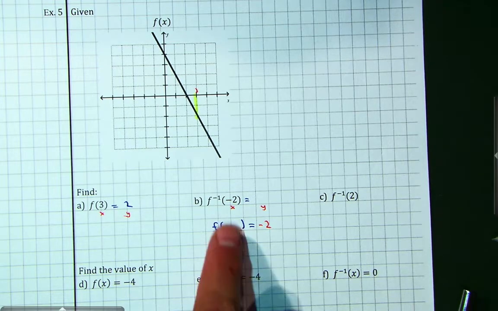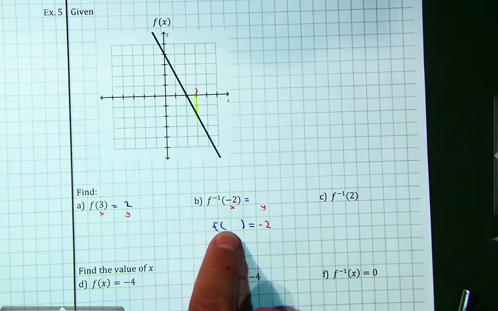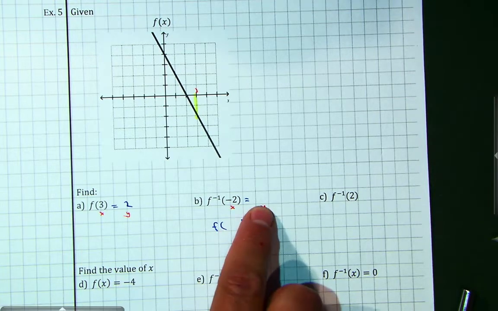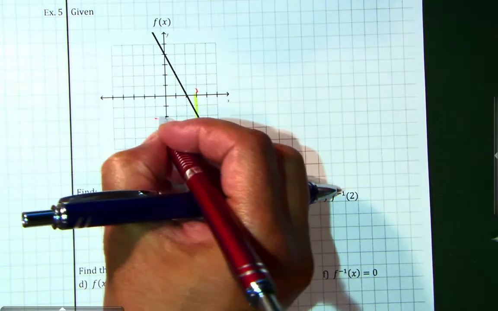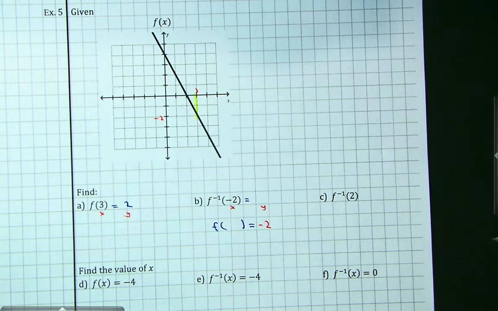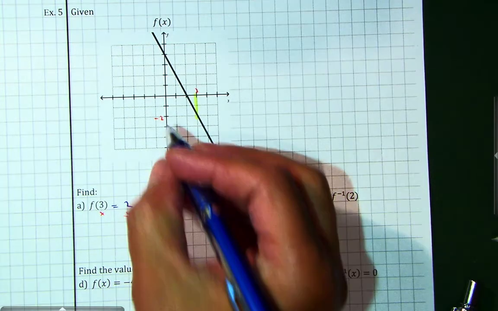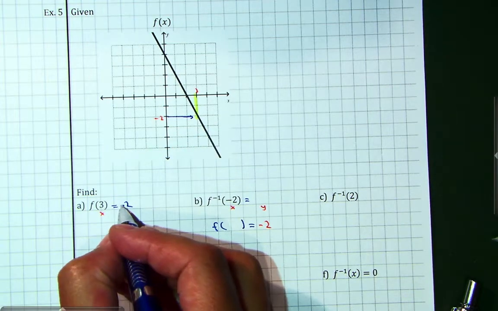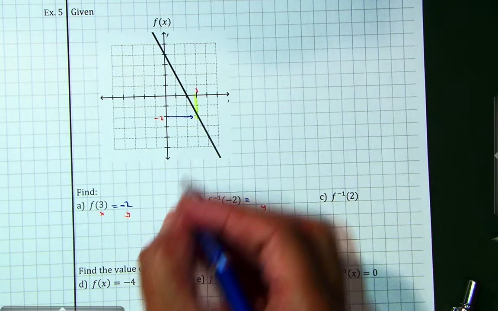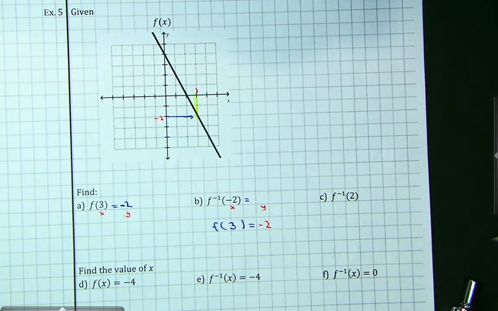Because remember, the x becomes the y becomes the x. So I'll go over to the -2 on the y, even though this is the x for the inverse function, and that will give me, oh, this was a -2. Did you guys catch that? This will give me a 3. Correct?